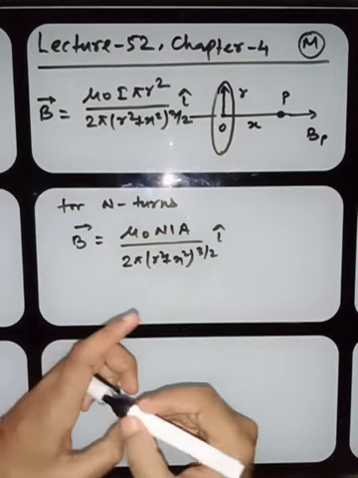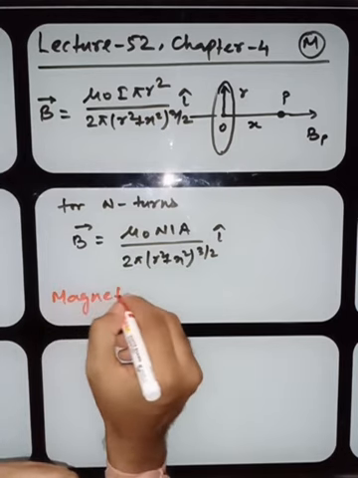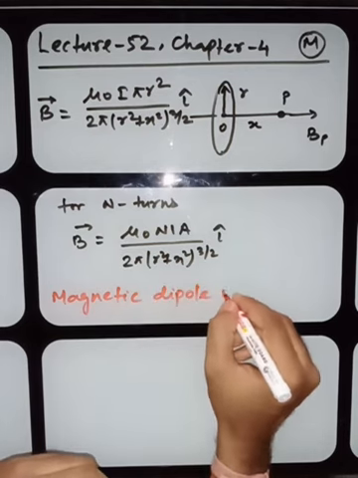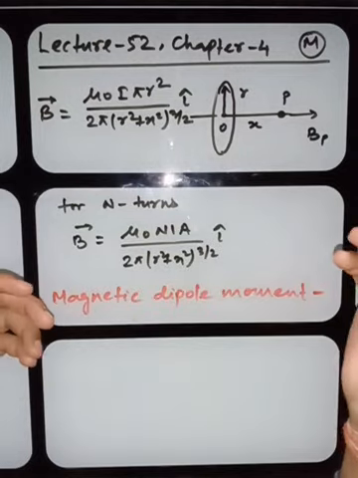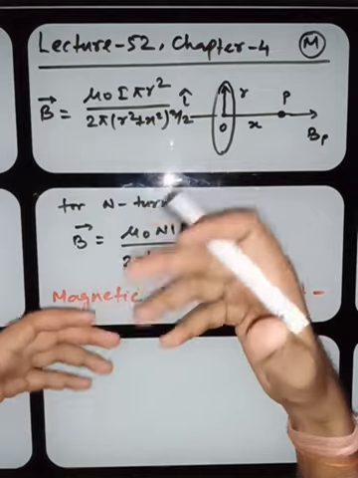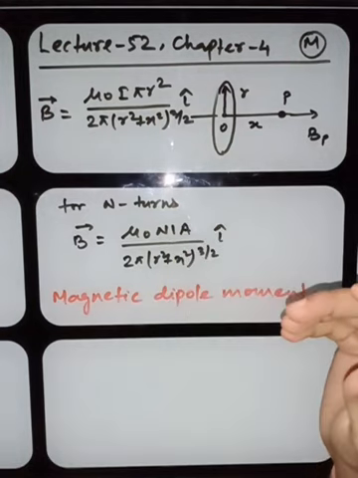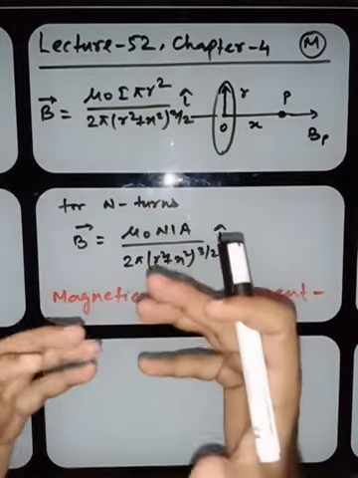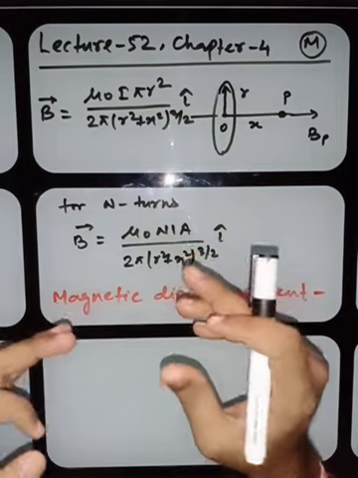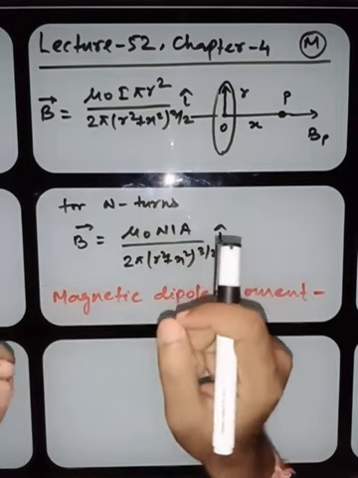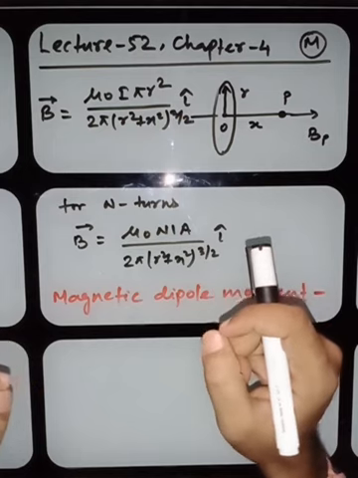Now, today we have the topic magnetic dipole moment. My dear student, as we have discussed electric dipole moment, in which there are two charges of equal and opposite nature, in the same way in magnetic dipole moment there is a system in which two poles of a magnet exist. Remember, my dear friends, every current carrying loop acts as a short bar magnet, and that's why it is considered a short dipole.